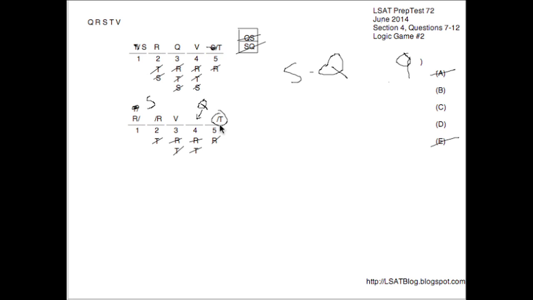Now let's run through. Must R be second? No, it could be first. B's gone. Must S be first? No, it could be second. So C's gone, leaving D by elimination, where of course we do have T on 5 on bottom and on top. So that's our answer. Pick it, move on.